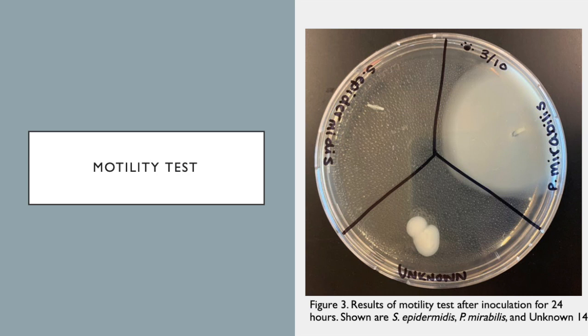Figure 3 shows the results of motility testing after 24 hours of inoculation. This plate was used to qualitatively determine if unknown 14 was motile or non-motile based on how much the bacterium spread from its stab point.